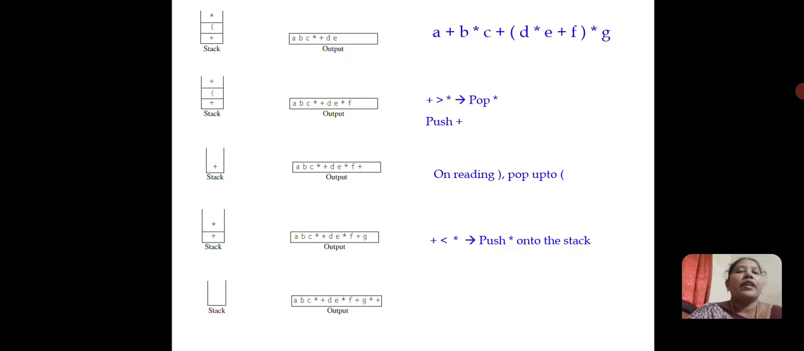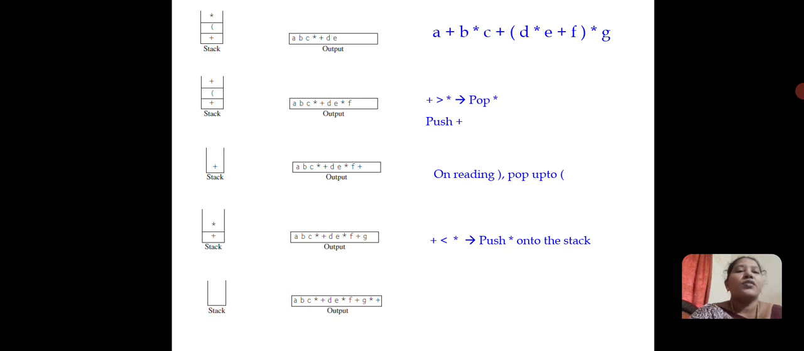After that you get a closing bracket. If you get a closing bracket, all the operators that are inside that opening and closing bracket should be popped out. The only operator inside that bracket is plus. So after F, plus will be popped out. After that you have an operator star. Since star has higher precedence than plus, you can push star into the stack.